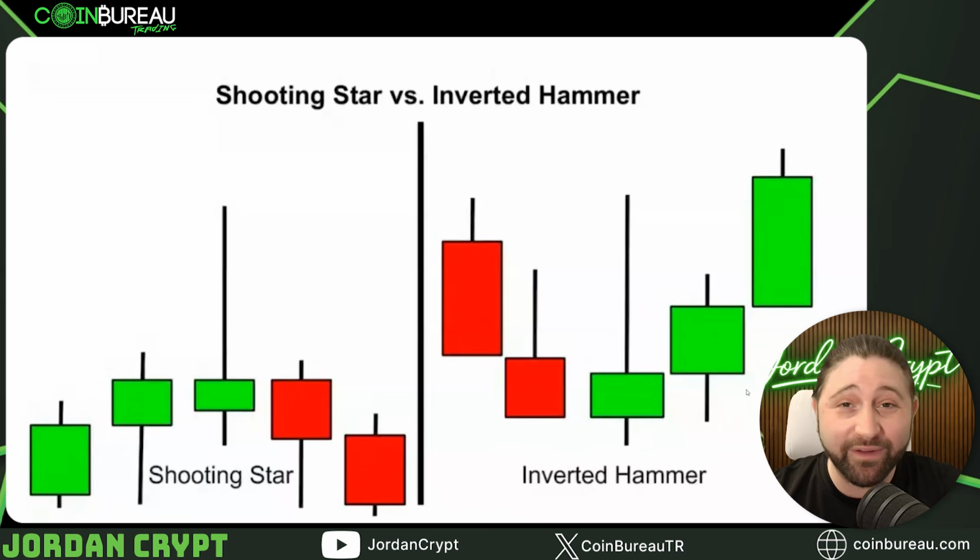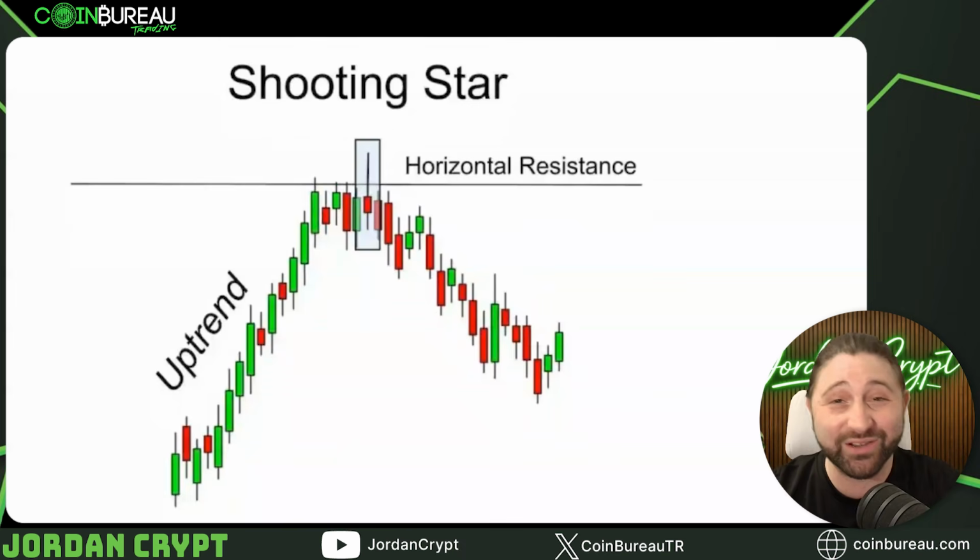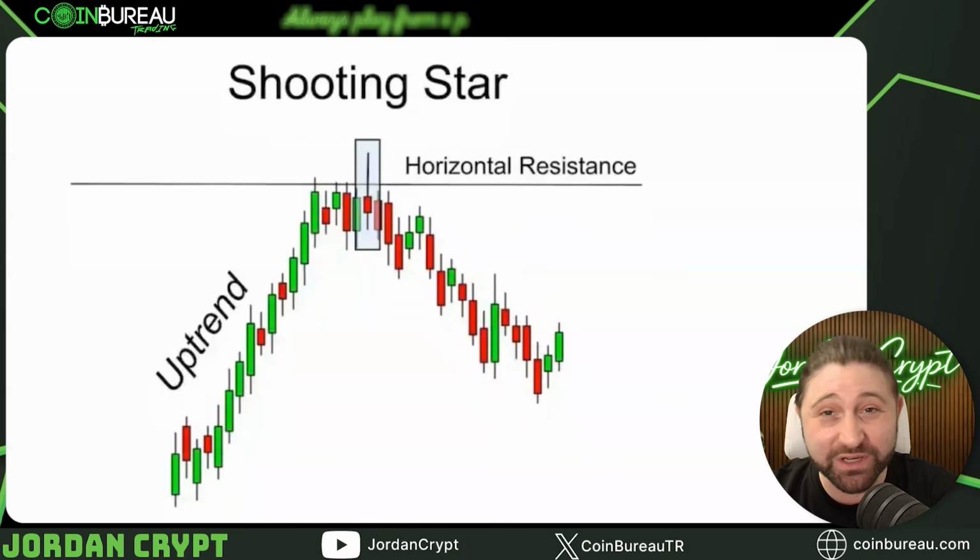One pattern to be very aware of when differentiating with the shooting star is the inverted hammer. It is technically the identical candle, but it is where it appears that is so important. In candle reading, context is everything. The shooting star appears at the top of an uptrend and the inverted hammer appears at the bottom of a downtrend. Now let's look at how to identify a shooting star pattern.